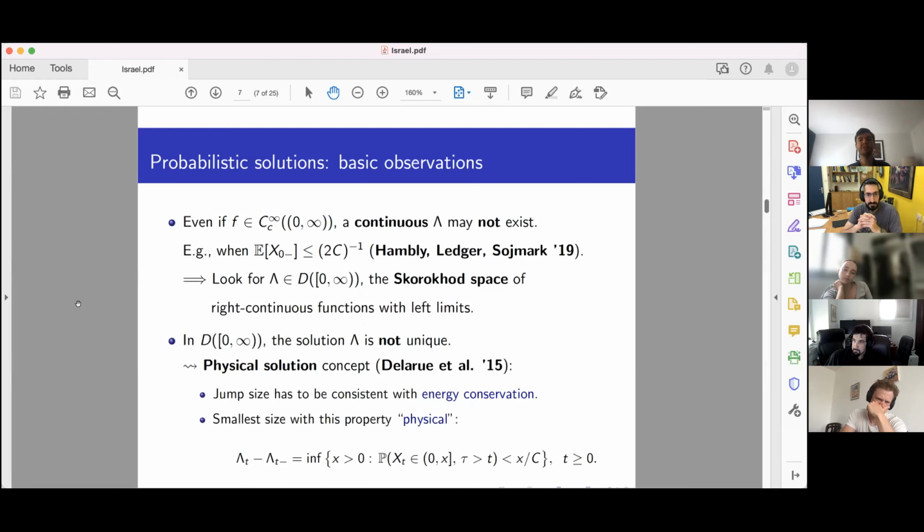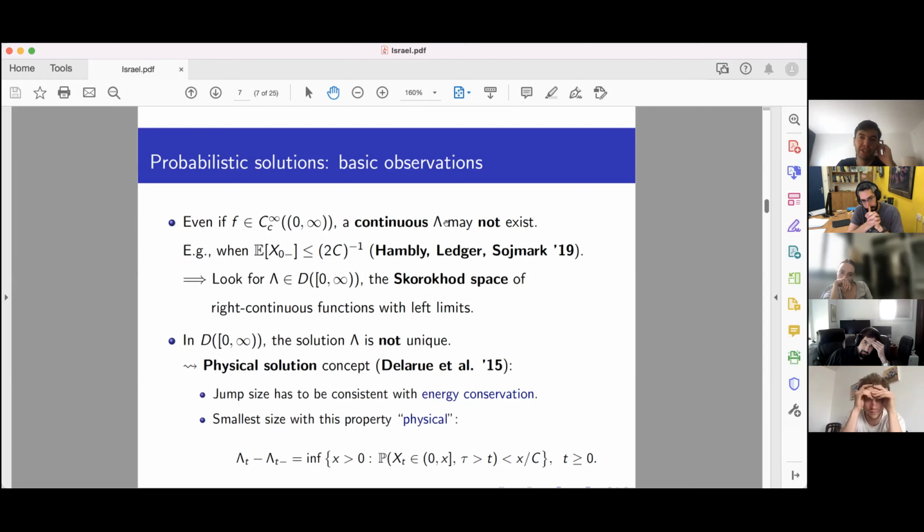Before I give you our main result about this problem, let me make some basic observations which should give you a little bit of intuition for how this problem behaves. The first bullet point is a stronger assertion that there are blobs. It says that even if you have a very nice initial condition, let's say C infinity, so perfectly smooth, in typical cases, you will not find a continuous solution of the problem.